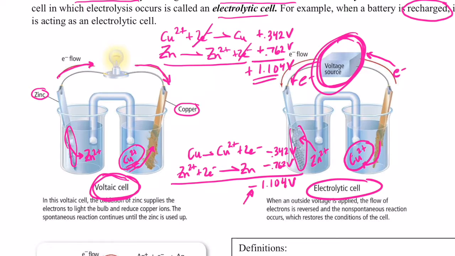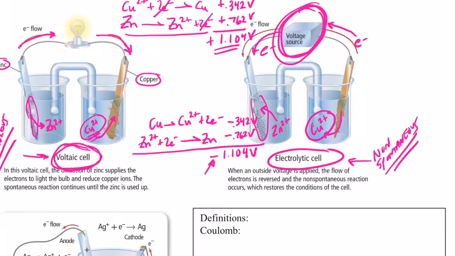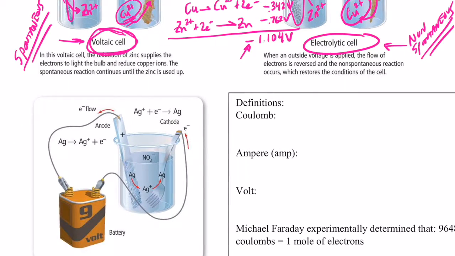So a voltaic cell is a spontaneous reaction. It happens without us continually having to add energy. And an electrolytic cell, kiddos, is a non-spontaneous reaction. In order for it to occur, we have to continually add energy. We have to add a voltage source to push those electrons in a direction where they don't spontaneously want to go.